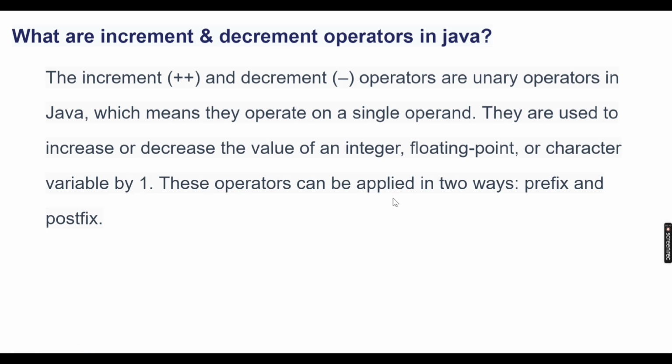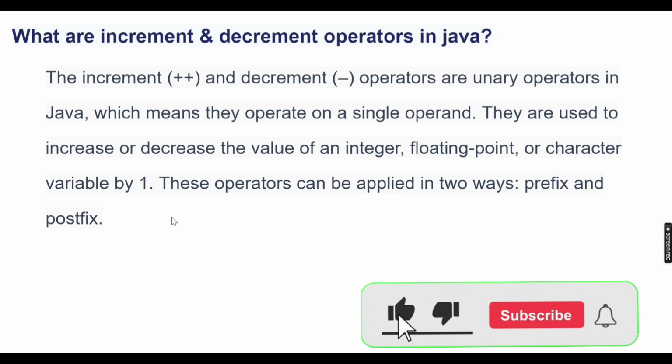These operators can be applied in two ways. There are two ways in which these operators can be applied to an operand. First is prefix and the second is postfix. So let's understand how we can make use of increment and decrement operators using prefix and postfix.